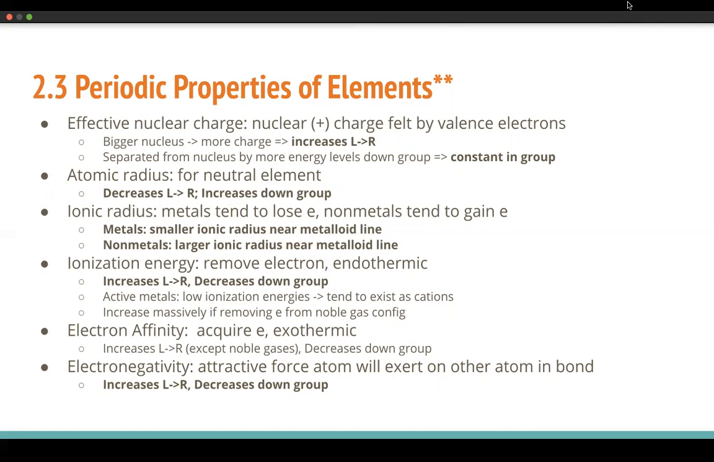It increases down a group, because as you go down, we increase in the number of electrons. And so the valence electrons are even further from the nucleus.